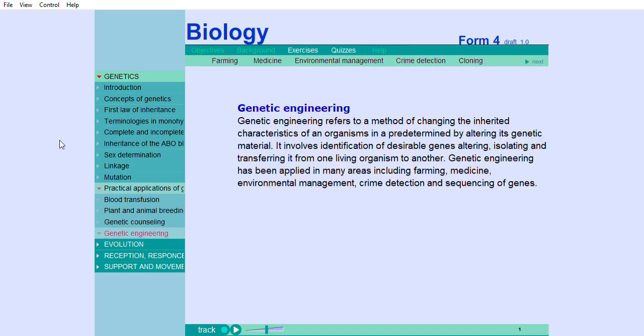Genetic engineering. Genetic engineering refers to a method of changing the inherited characteristics of an organism in a predetermined way by altering its genetic material. It involves identification of desirable genes, altering, isolating, and transferring them from one living organism to another. Genetic engineering has been applied in many areas including farming, medicine, environmental management, crime detection, and sequencing of genes.